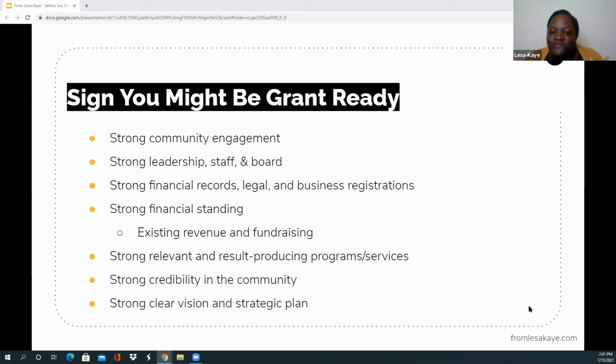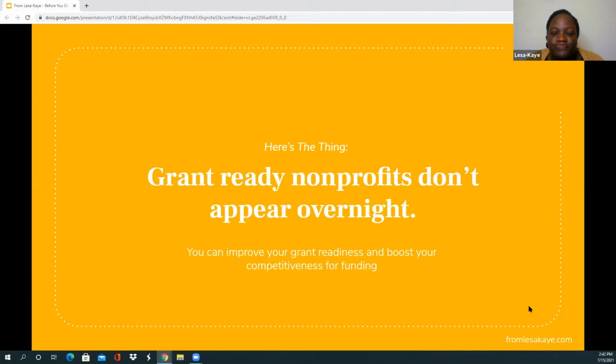Funders don't like to invest or give money to organizations that are not on strong financial standing because they believe that organization may not be around in the next year or so. So for them, it's not a safe or sound investment to make. Then it's also having relevant, result-producing programs, credibility in the community, and a strong, clear vision and strategic plan. Where is the organization going in the next year? Where is the organization going in the next 3 years? And how does it plan to get there?